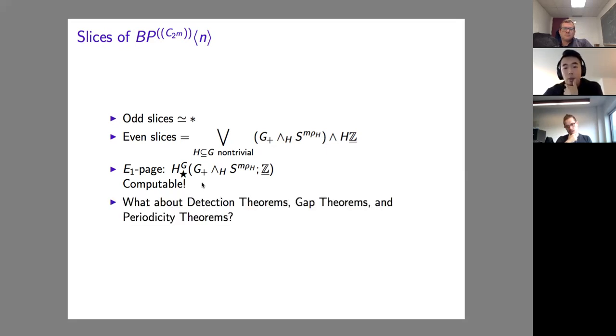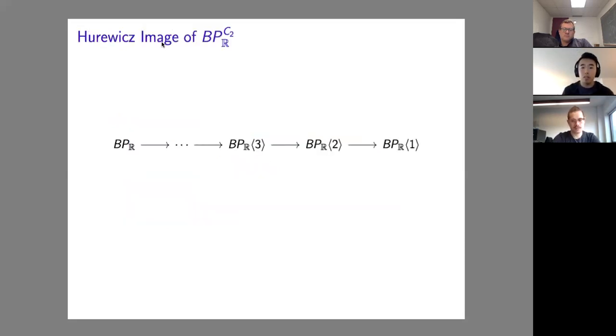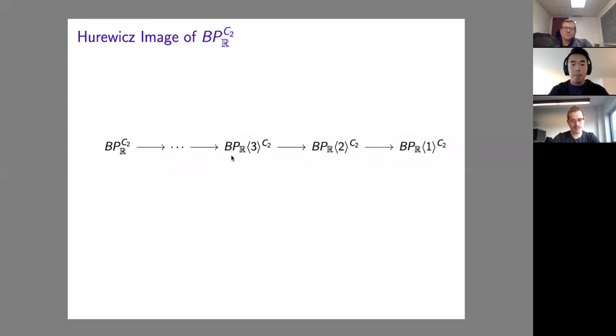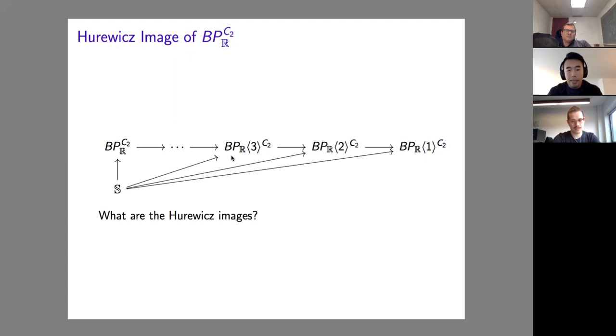And you might ask, what about the detection theorems, the gap theorems, and the periodicity theorems? What do we know of these theorems for these generalized HHR theories? I want to look at the C2 case first. C2-equivariantly, I have a tower associated with BP_R, and I can take the C2 fixed points everywhere. And I can ask, what is the Hurewicz image for each of these pieces?